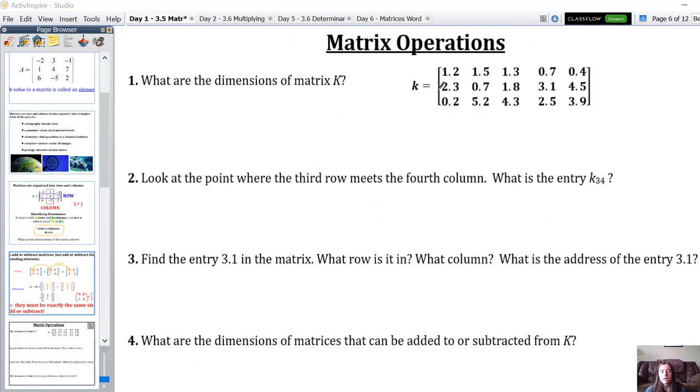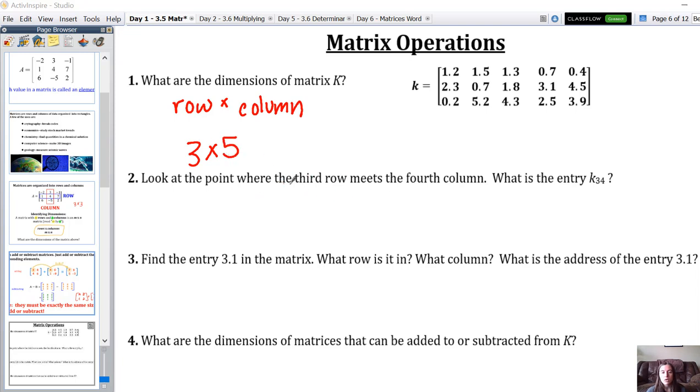So let's just look at a few of the details of this matrix. It says, what are the dimensions of matrix K? Remember our dimensions, we go number of rows by number of columns. So here, the rows are the horizontal ones. So we have 1, 2, 3 rows, and 1, 2, 3, 4, 5 columns. So this is a 3 by 5 matrix.